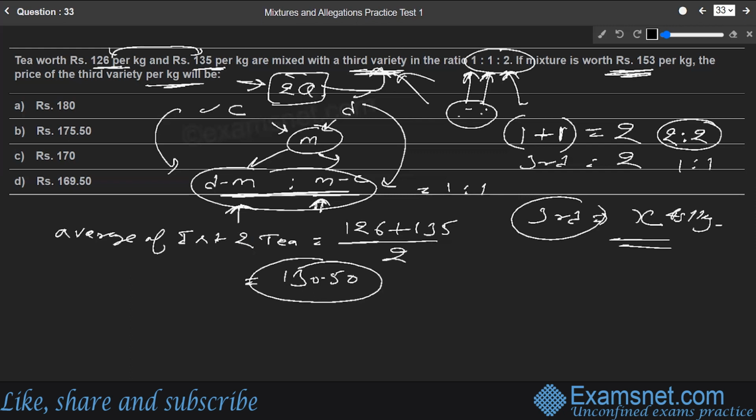The cheaper, dearer, and mean. We have got the cheaper, dearer, and the mean. Okay, so let us see. One type of quantity has the price of 130.50 rupees per kg. For another type, we have assumed the price of the third variety to be, let's say, X. The mean price is already given. The tea should be worth, after the mixture is done, 153 rupees. So that is the mixed price, that is the mean price rather.